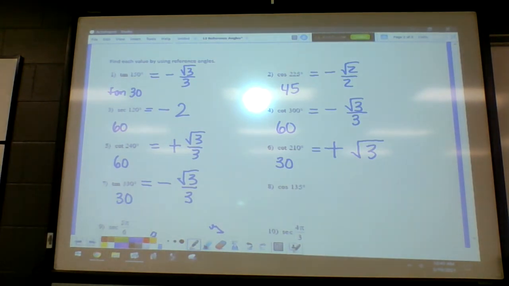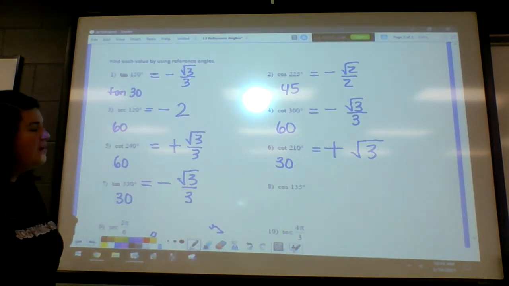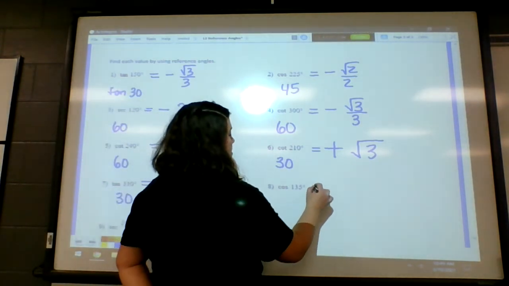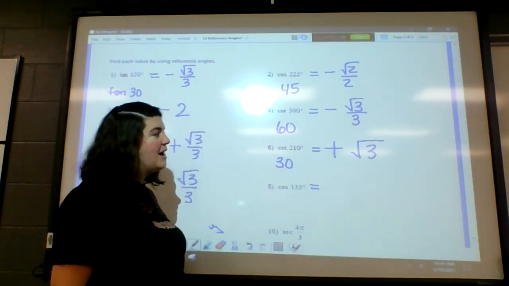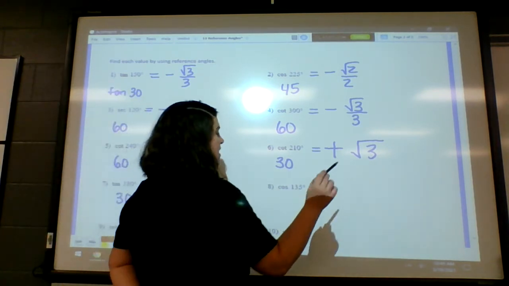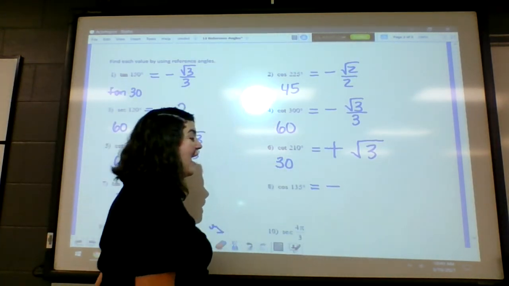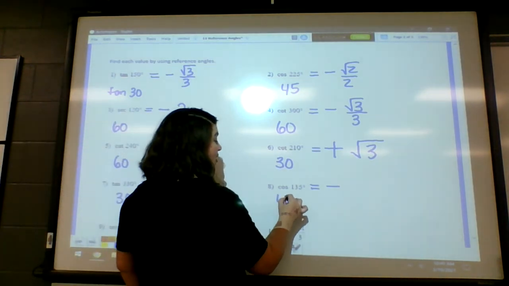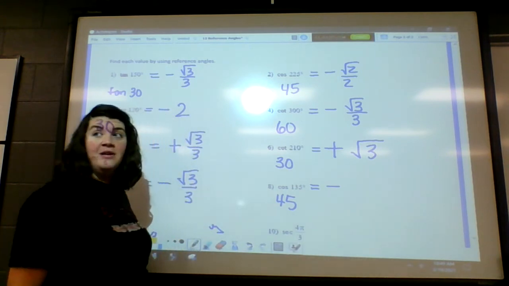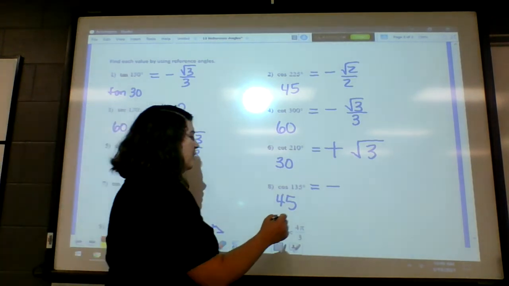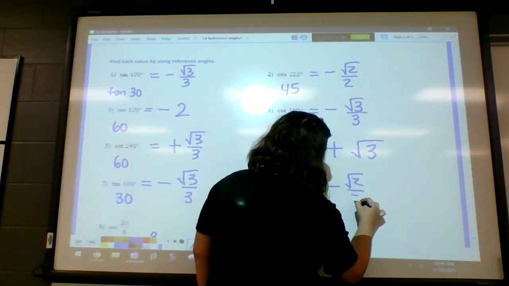All right, and the cosine of 135. 135 is in which quadrant? The second one, and is cosine positive or negative in the second quadrant? It is negative. And what's our reference angle? 45. By the way, if the angle ends in a 5, and you're doing these trig functions with the unit circle, you're referencing 45 every time. And so the cosine of 45 is square root of 2 over 2.